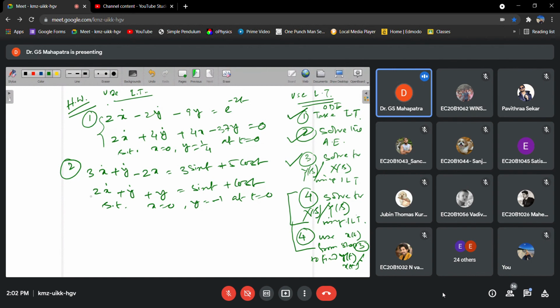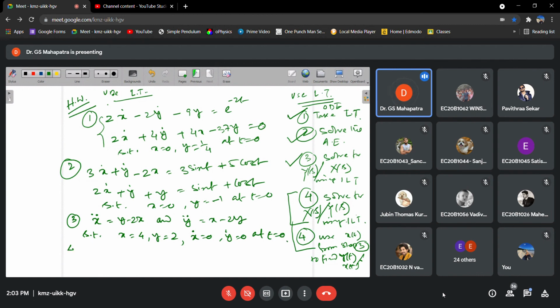Third question: x double dot equals y minus 2x, and y double dot equals x minus 2y, subject to conditions x equals 4, y equals 2, x dot equals 0, y dot equals 0 at t equals 0.